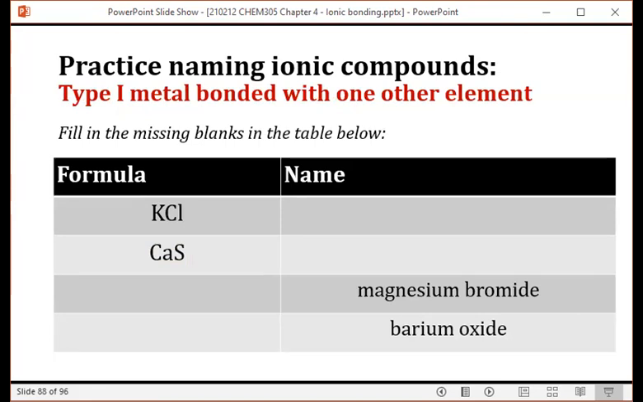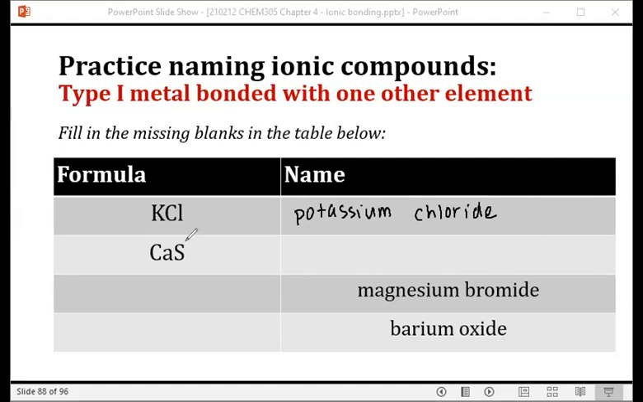Okay, so let's practice naming some. We're going to go from formulas to names and then from names to formulas. So let's start with type 1 metals, so metals that have a fixed known charge. If we start with the formula KCl, to name this, we name the metal, and then we name the non-metal with an IDE ending. So our metal is potassium, and the non-metal is chlorine. So the base of that is chlor. And then we add that IDE ending: potassium chloride.